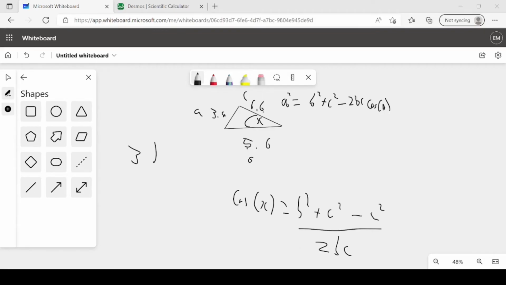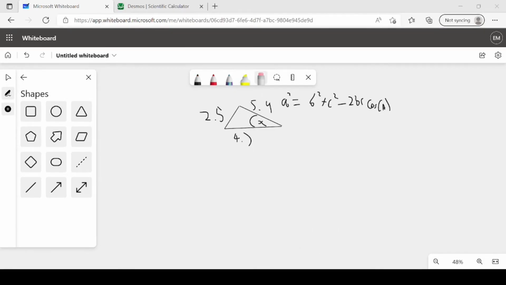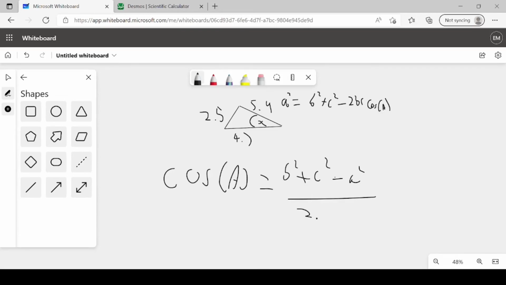Okay, let's have a go at another one. Okay, pause the video and have a go. So let's start out by writing out the equation we had in the last question. So cosine of big A is equal to B squared plus C squared minus A squared, and we know that that is then divided by 2 lots of BC.